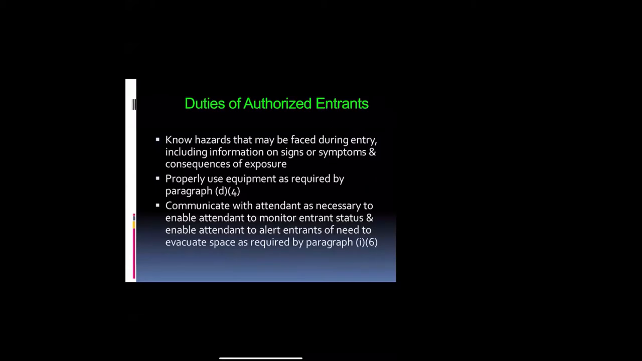They should also know the hazards that are going to be faced during entry, including information on signs or symptoms and consequences of exposure, how to properly use the equipment. So I talked to you about having to know how to use everything, right? And then communicate with the attendant so that the attendant can monitor your status. That's all the duties of the entrant.